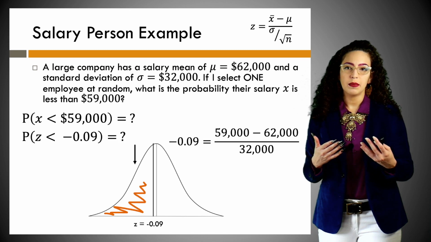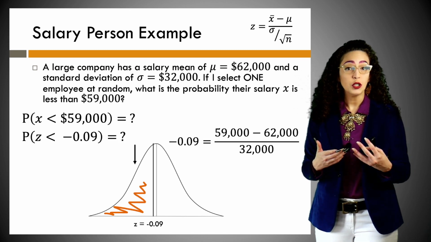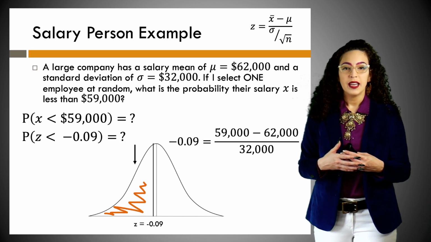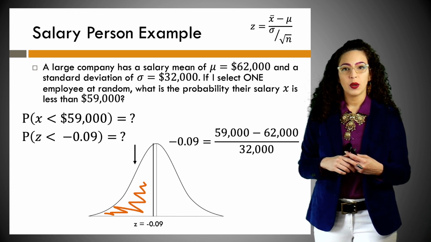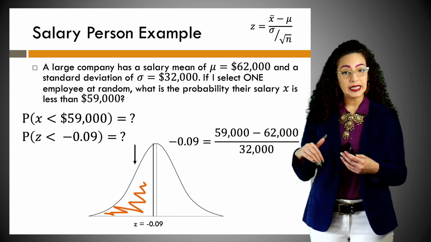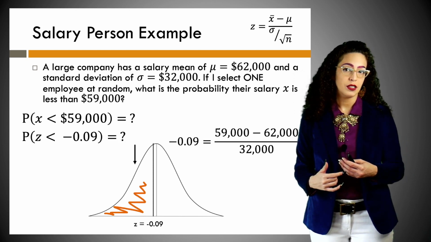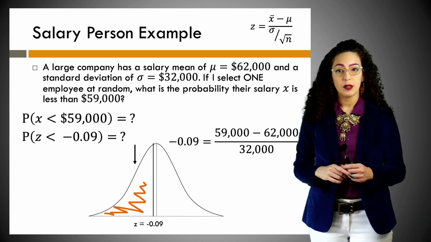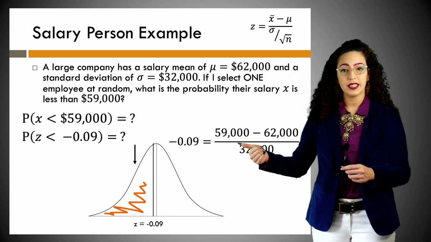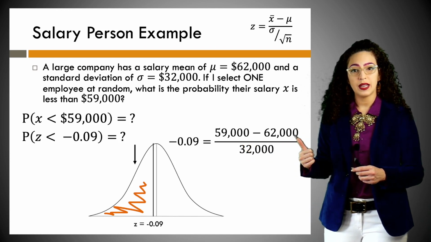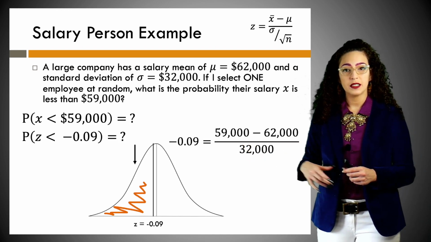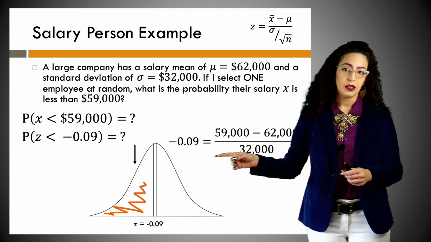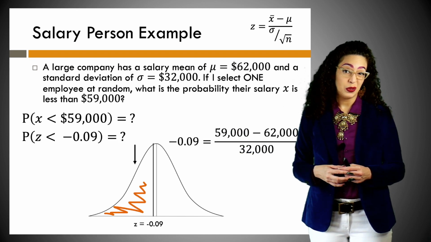Let's say some large company has an average salary of $62,000 and a standard deviation of $32,000, which is quite large. If I select one employee at random, what is the probability that their salary is less than $59,000? So this one is just a simple z-score again. We're asking the probability of just one person. So we get 59,000 minus the mean, 62,000, divided by the standard deviation, 32,000, and we end up with a z-score of negative 0.09, which is pretty darn close to 0.